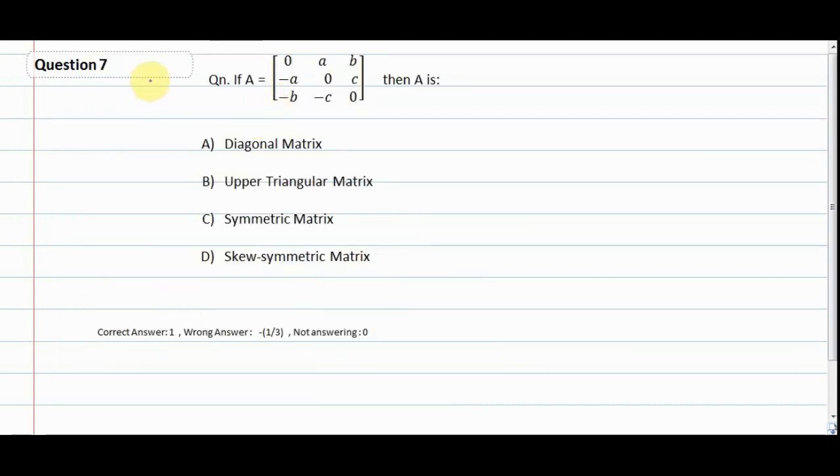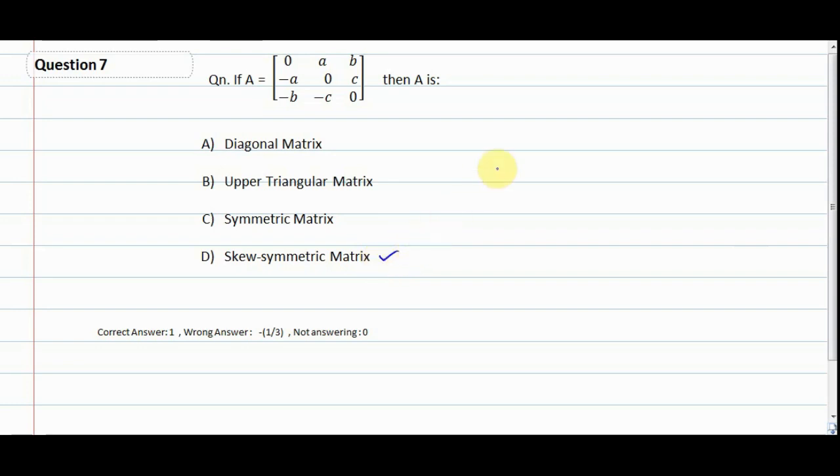Question number 7. If A is equal to [0, a, b; minus a, 0, c; minus b, minus c, 0], then A is, option A says diagonal matrix, option B says upper triangular matrix, option C says symmetric matrix, and option D says skew symmetric matrix. So you may pause the video and try to answer by yourself. Okay, if you have the answer, you may check it here. The right answer is option D, skew symmetric matrix.